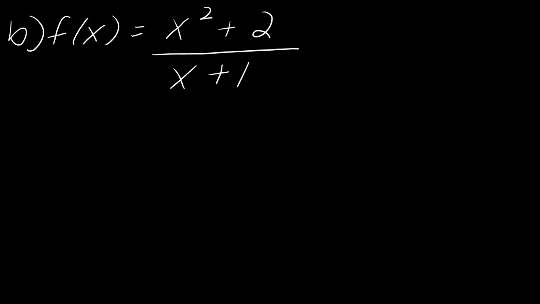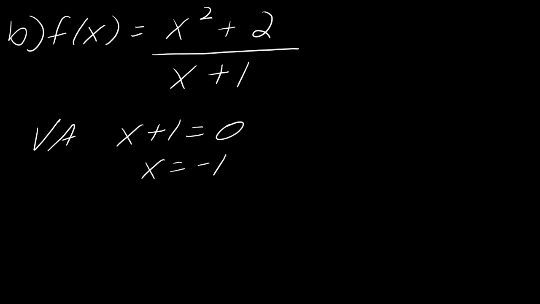Okay, so for number 2 here, I've got x squared plus 2 over x plus 1. In this case, first just to find the vertical asymptote, I set the denominator equal to 0 to get that x equals -1 as my vertical asymptote. Okay, we're all good there. I can clear some space.